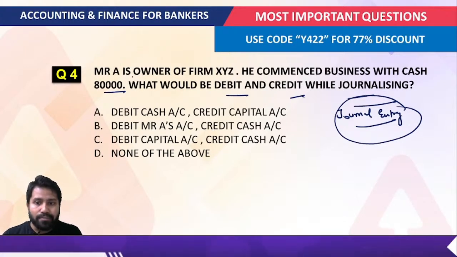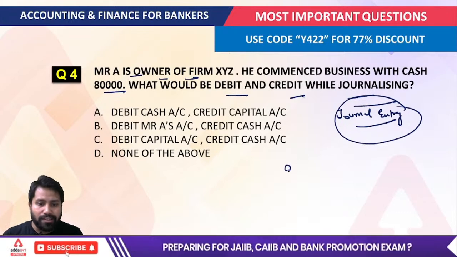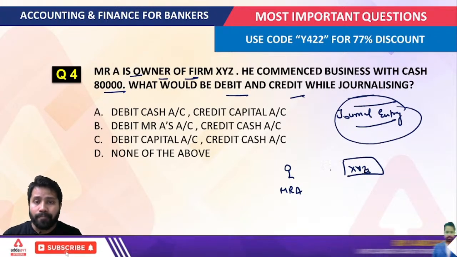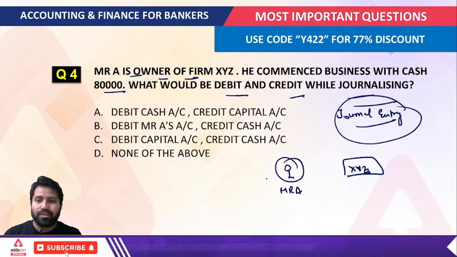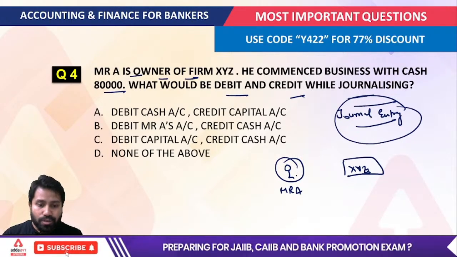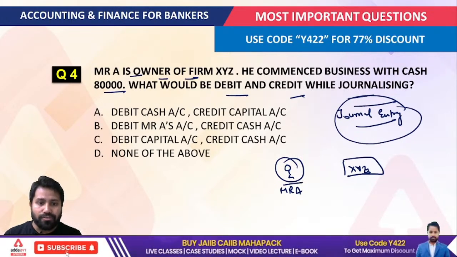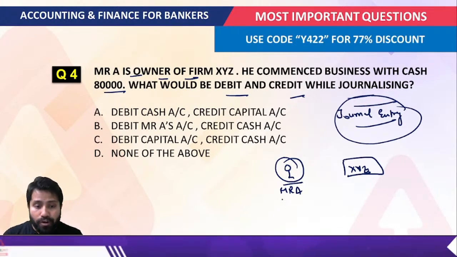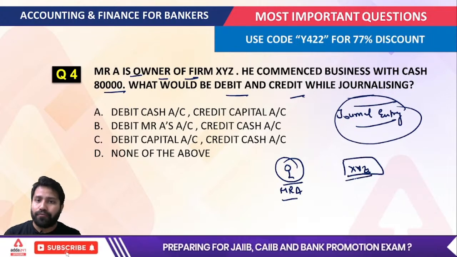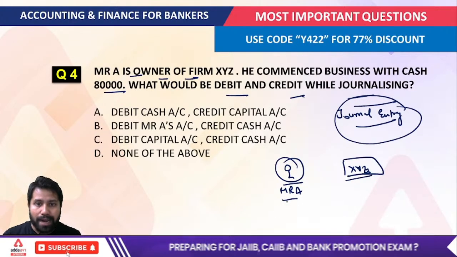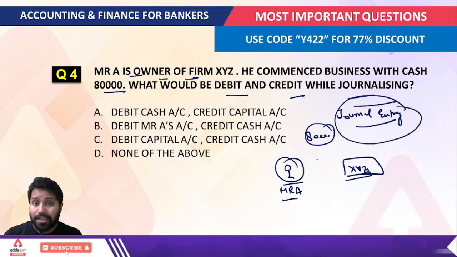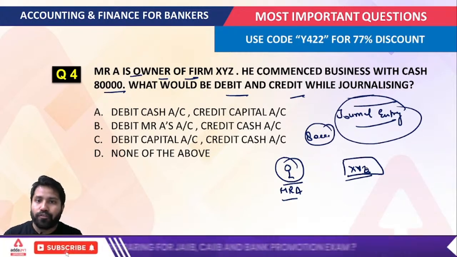If I'm saying that Mr. A is the owner of the firm XYZ, and this Mr. A is the owner of the firm named XYZ, and he commenced business with cash of 80,000 rupees. Now you can understand, due to the business entity concept, the owner and the firm are different entities. That means the same 80,000 would work as cash for the owner, and capital for the company.